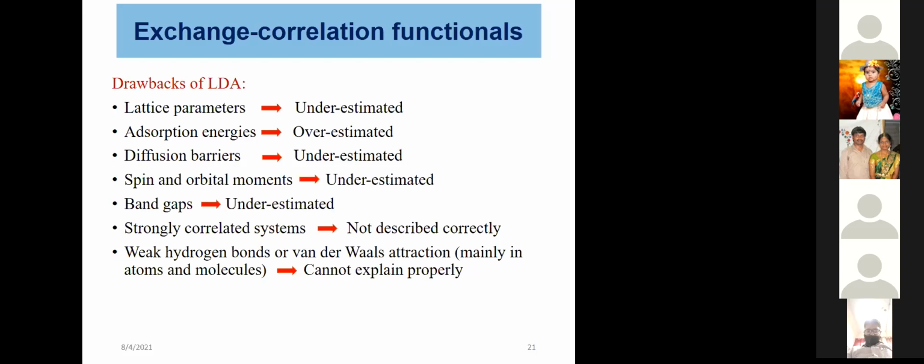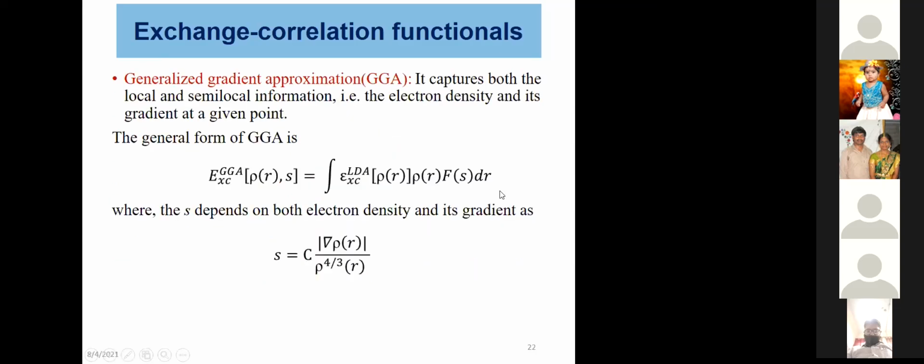If the system is strongly correlated, where you have d orbital electrons contributing as valence electrons in the system, that you cannot describe correctly with LDA. The result will be totally wrong. And also weak bonds like van der Waals bonds will not be explained with the LDA approximation. So these were the shortcomings of the LDA approximation. So people improved that LDA approximation, and they came up with the generalized gradient approximation, that is GGA.